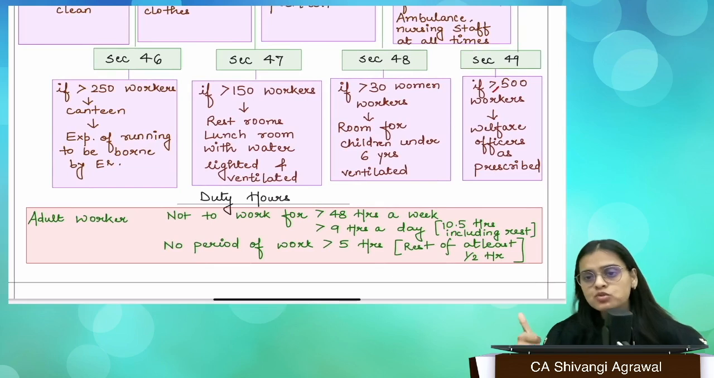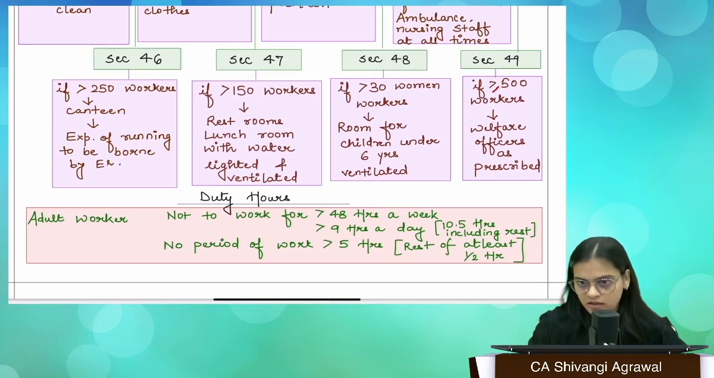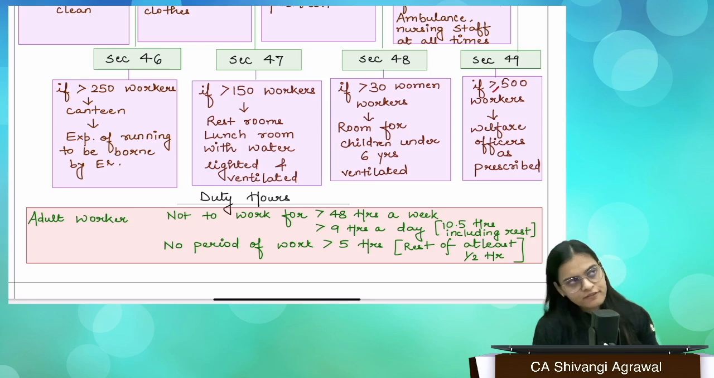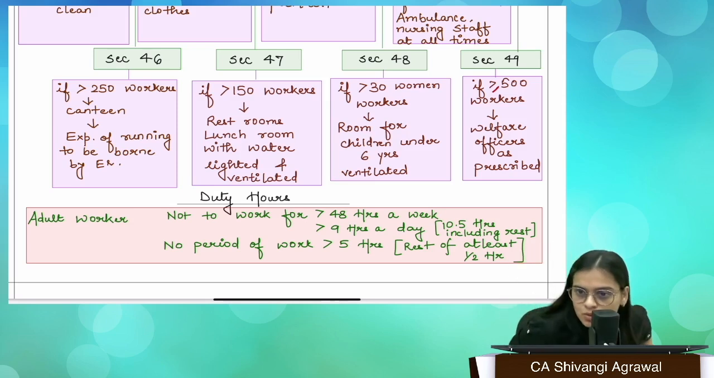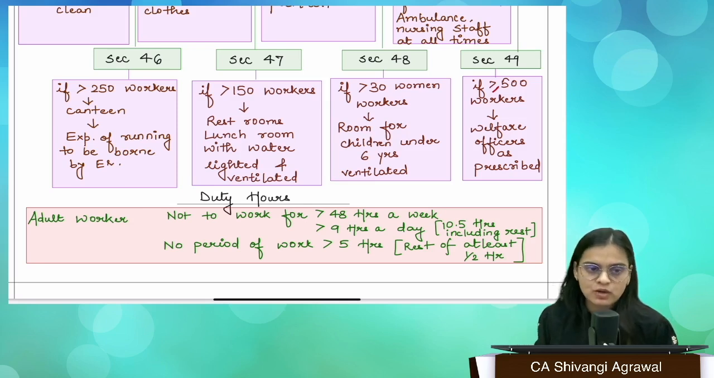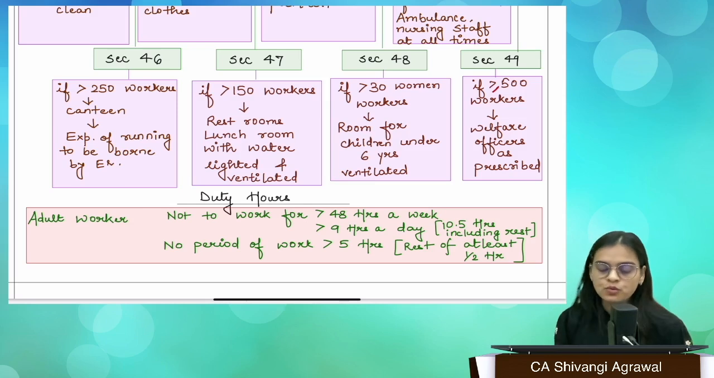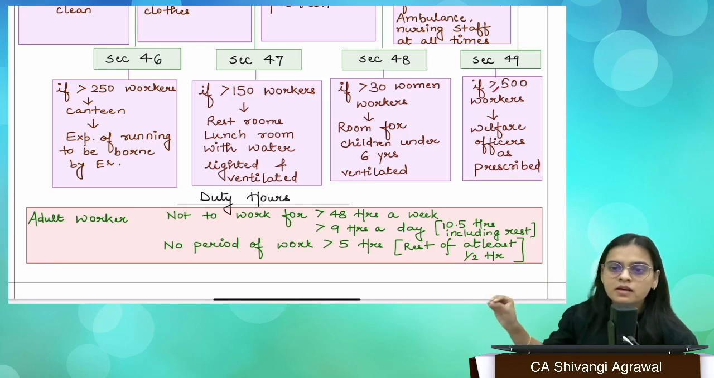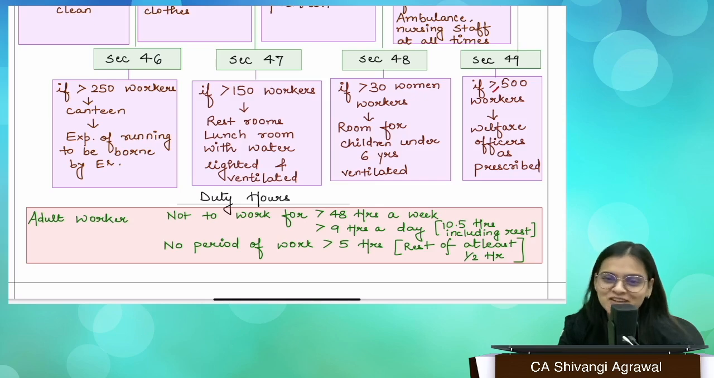Then section 47, restrooms, shelters, and lunchrooms. There has to be proper provision in every factory. If there are more than 150 workers, there have to be adequate arrangements for restrooms and a lunchroom. If it is a lunchroom, then of course it has to have drinking water also, so that workers can take their meals over there and enjoy the meal. It has to be kept clean, lighted, and ventilated. So all these general things are there.